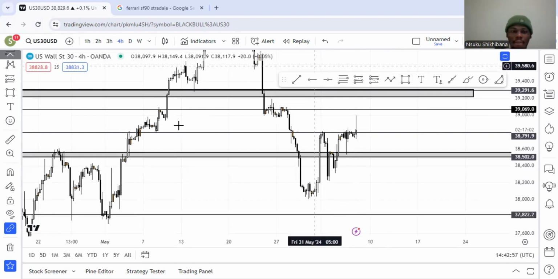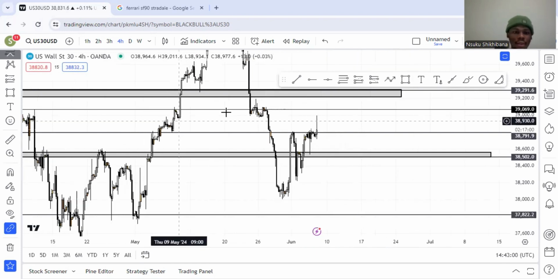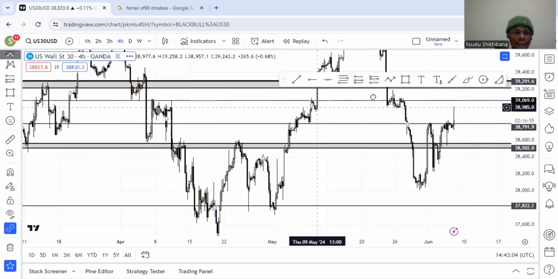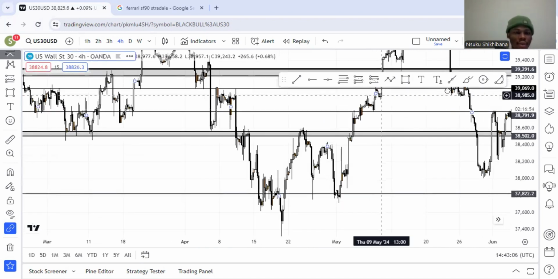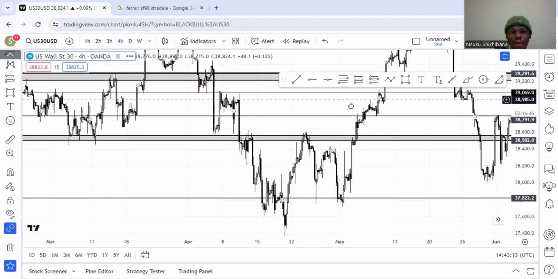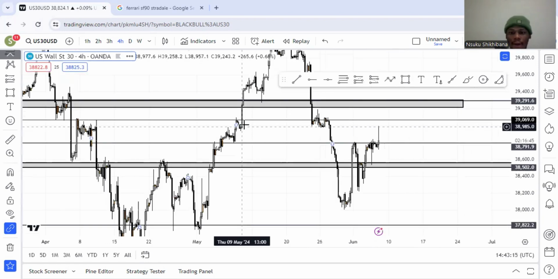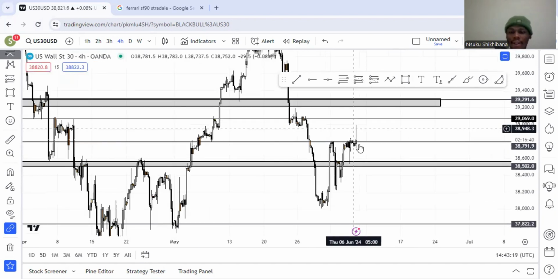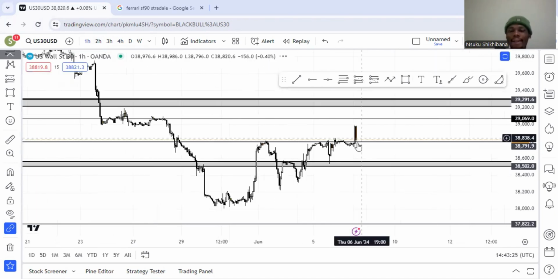There might also be another minor zone somewhere here, but it doesn't look like a strong zone. So I'll just not mark it because it's not really a strong zone, all right? But yeah, price gave us an impulse to the upside. And right now, if you look at the H1, it is currently retesting.